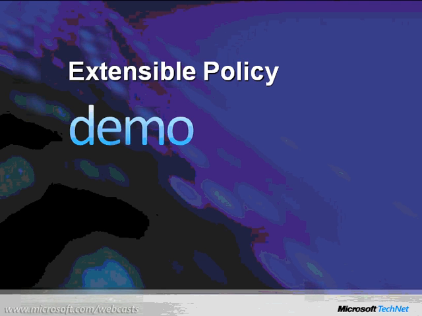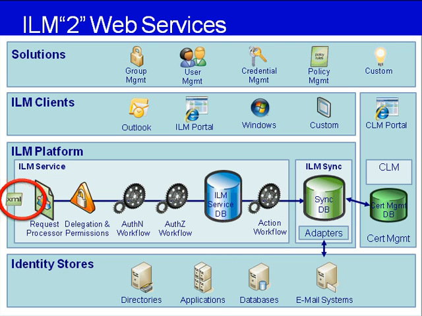Let's switch back to our slides now, and this brings us to our final extensibility point, which is the web services. So far you've seen the schema, synchronization, and custom policies and workflows. Another key point that we have in the product in terms of extensibility is the web services. So here at the top of this diagram, you see the self-service solutions we ship with out of the box, such as group management, user management, and credential management, and also the policy management solution we ship.